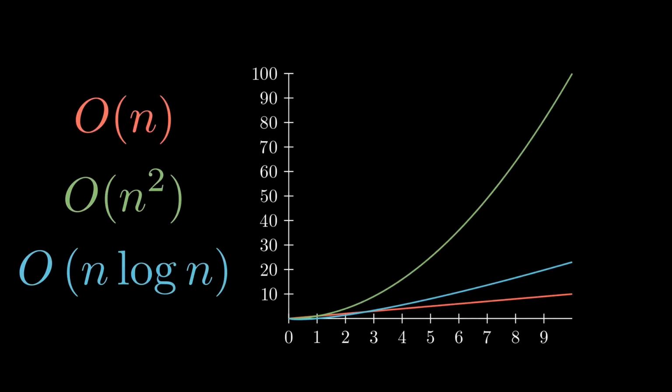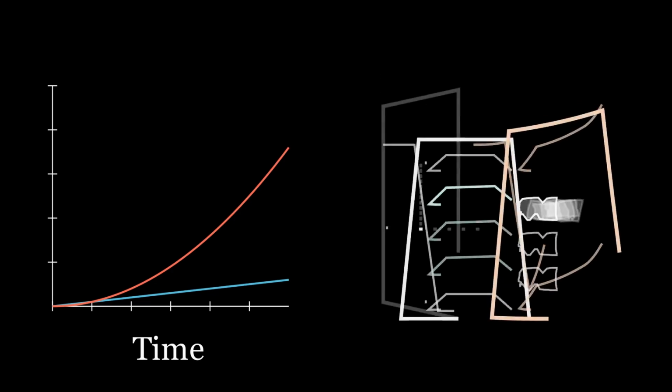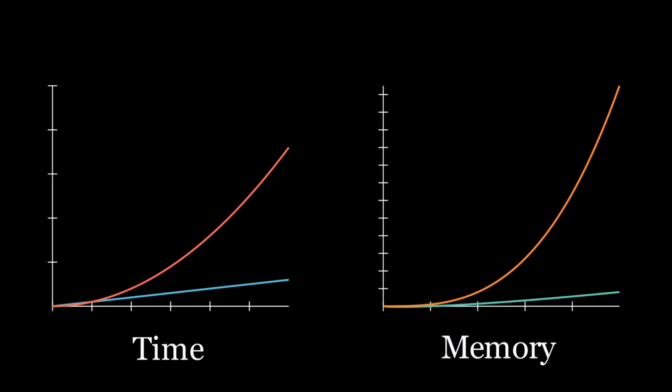When Big O notation is used in computer science, it generally measures either how much time or memory a program takes. So a program with time growing in O of n squared will take longer to run than a program growing in O of n. Likewise, a program with memory usage growing in O of n cubed will take more memory than a program growing in O of n log n.